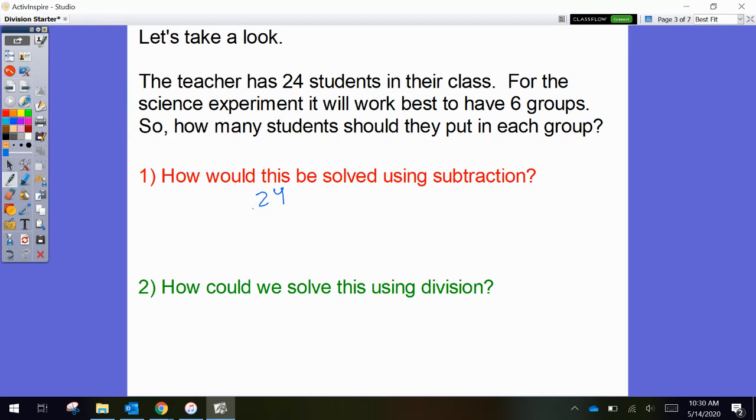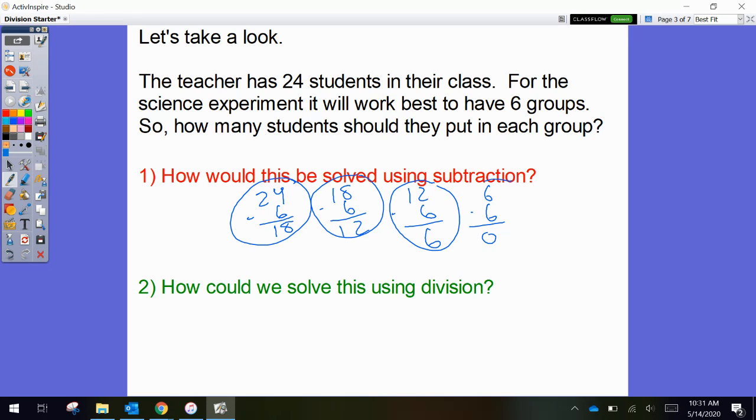make. So if I had 24 minus 6, that would be 18. And then 18 minus 6 is 12. And 12 minus 6 is 6. And 6 minus 6 is 0. And then what I would have to do is count up how many groups. 1, 2, 3, 4. So really, if I want 6 groups, I would want to put 4 students in each group. That's how division works.